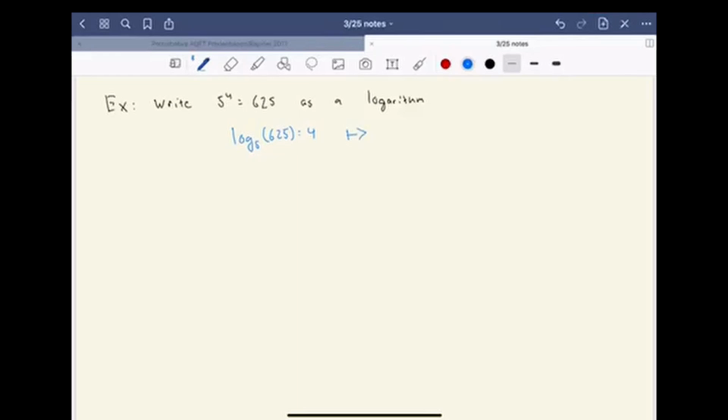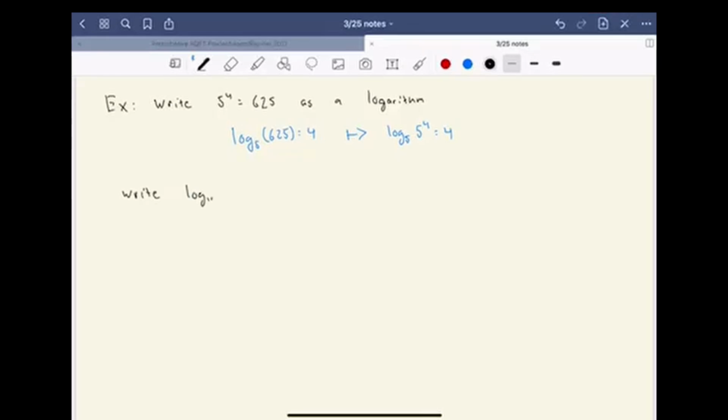That's the actual answer. I just want to show you that what this is really saying is that 625 is 5 to the 4th. Okay, so back to what we were saying before. Log base 5 of 5 to the 4th equals 4. Okay, another one. We're actually going to take the other way around.